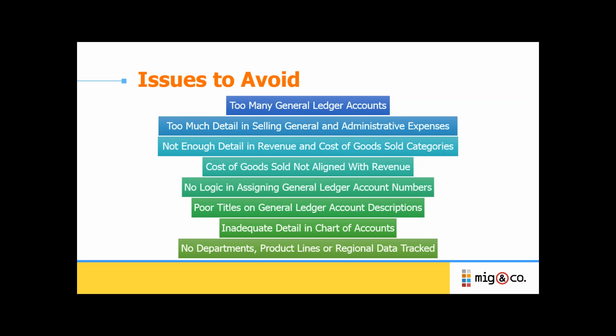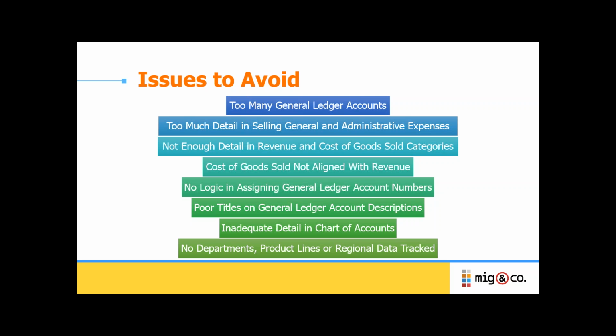General administrative expenses, most accountants manage the profitability by controlling costs. However, if we create more accounts, we need to manage above the line versus below the line for gross margin. Cost of goods sold is not aligned with revenue. You've got to make sure that if you're looking at your accounts in the revenue section, that you have a corresponding cost of goods sold account that gives you information.